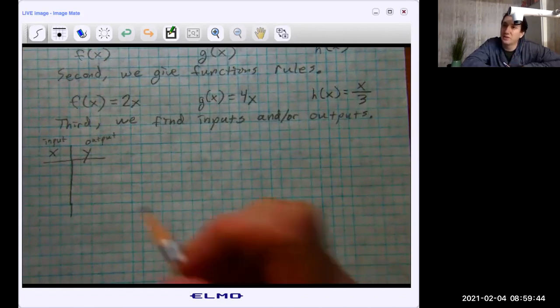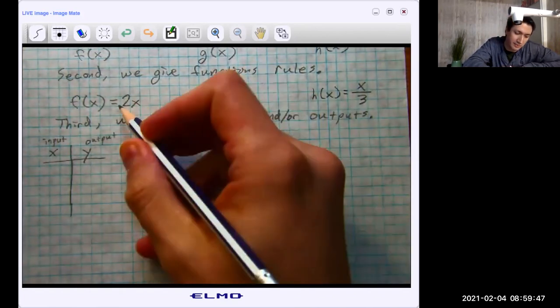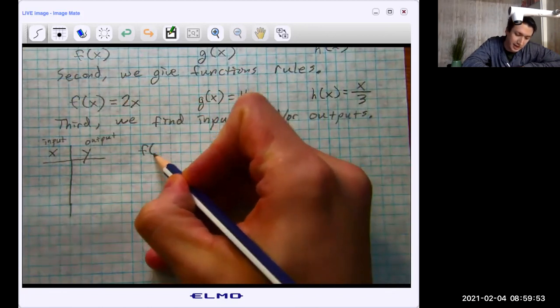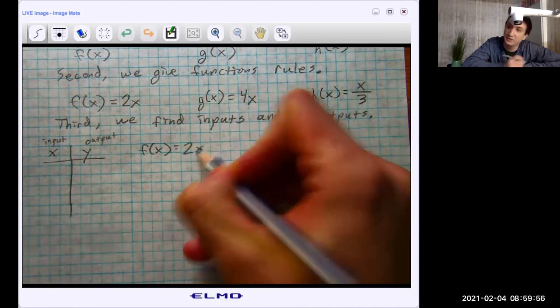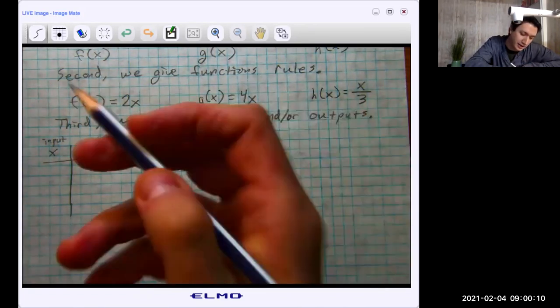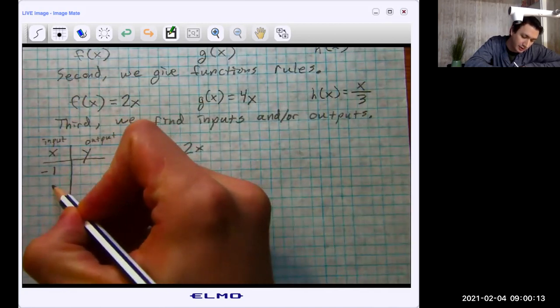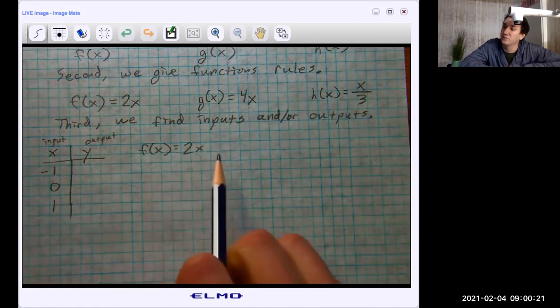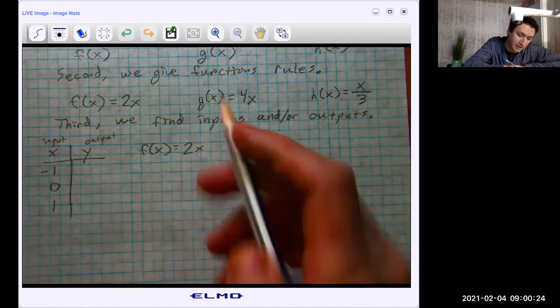Okay, this is gonna be our input and output for the function f, right? So I'll even write it up here so we remember. This is for function f, which we said gives the rule of 2x. So what I was gonna say was my tip when you choose your inputs is try a mix, try positives and negative numbers. Maybe try some decimals, maybe some fractions, but definitely try positives and negatives. So I'm just gonna try -1, I'll try 0, and I'll try 1. And so what we do is we plug in the input and we figure out what comes out. So if we put in -1 to 2 times x, we'd get out -2.